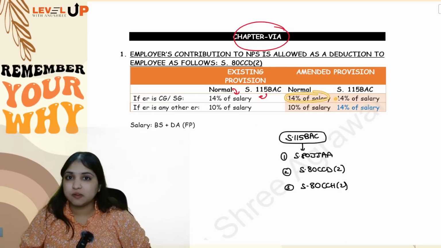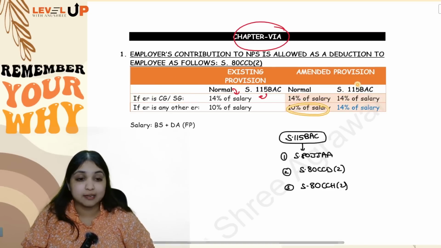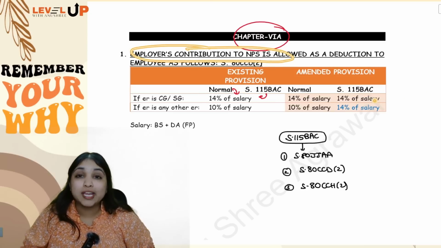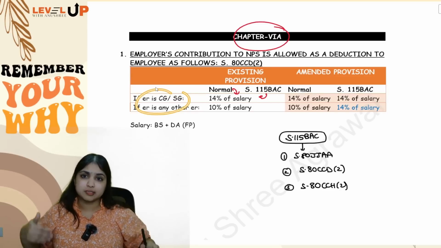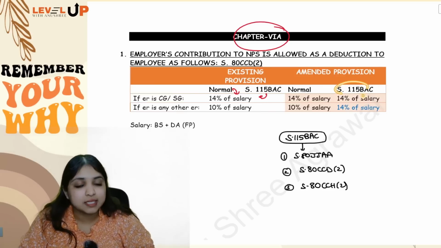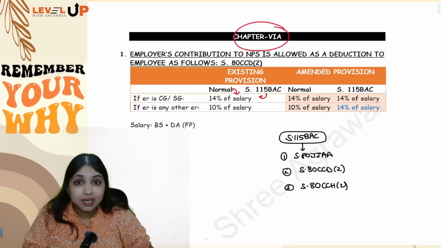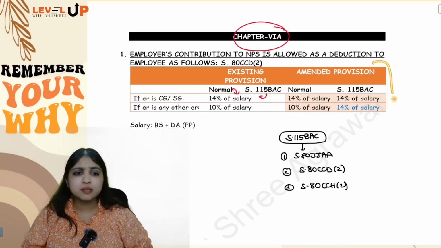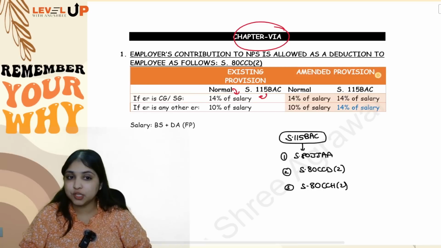You will get 14% of salary maximum deduction if the employer is central government, state government, otherwise 10% of salary. But in 115BAC, for the employer's contribution to NPS, the employee will get 14% of salary as maximum deduction irrespective of who the employer is, whether central government, state government or any other employer, doesn't matter. I already discussed this with you along with our PGBP discussion. There also I discussed this with you in full depth.